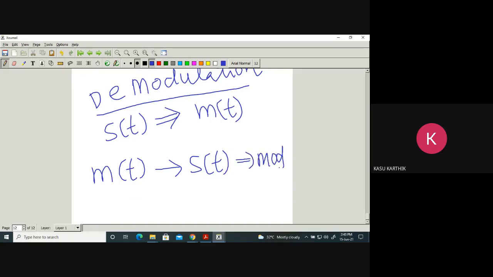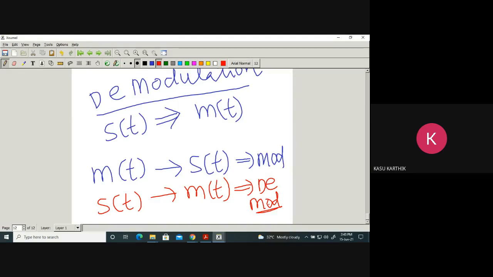In demodulation, what do we do next? After modulation, we transmit it over a channel. So what do we receive? S of t. From S of t, we should get M of t. Reverse. This is called demodulation. So, recovering a message signal back from the transmitted signal is called demodulation.